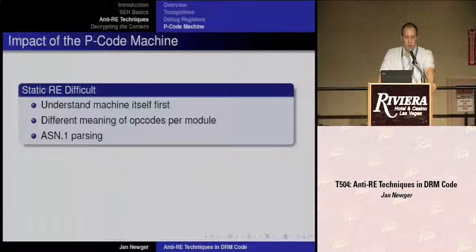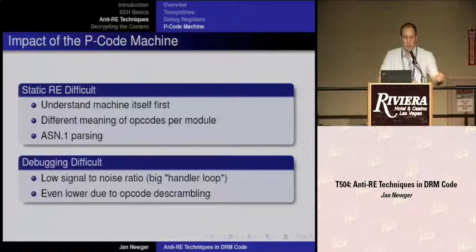So the impact on reverse engineering, why is this difficult? Because you need to understand the machine itself before you can even start to understand the opcodes which are contained in the files or the main program. And as I said, due to the randomization, we have a different meaning for each opcode on a per module basis. And due to ASN1 parsing, which is quite complex, this increases the difficulty even more.